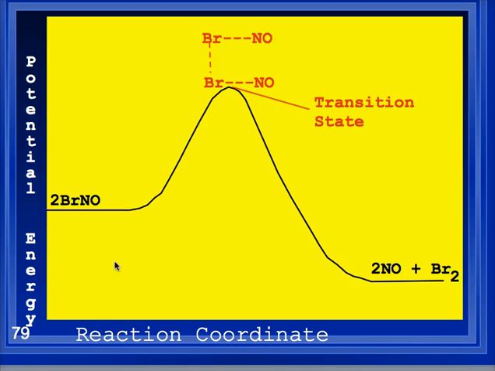For this reaction, the one where bromine, nitrogen, and oxygen are bonded together, and two of them react to produce 2 molecules of NO and 1 molecule of Br2, the transition state is, as shown here, the activated complex, where the bond between two bromines is being formed, and the bonds between both bromine and nitrogen in the two different molecules are being broken.